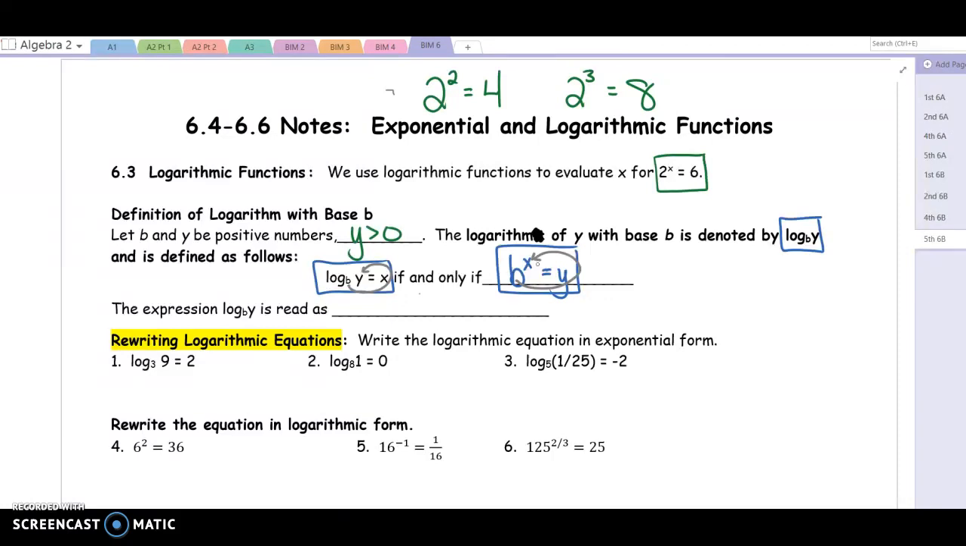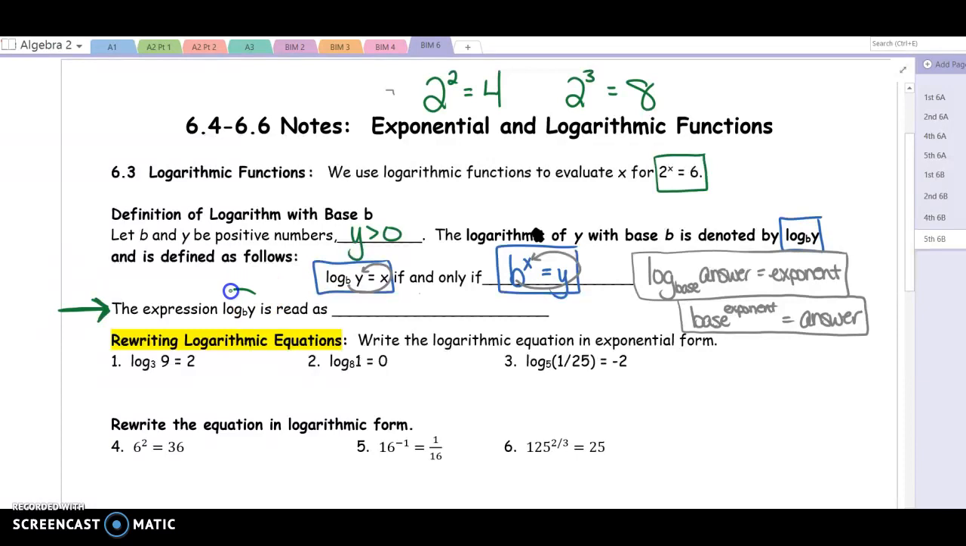Another thing that's helpful to write is log base answer equals exponent, and base to the exponent equals answer. The expression log base b of y, that little symbol, is read as log base b of y.